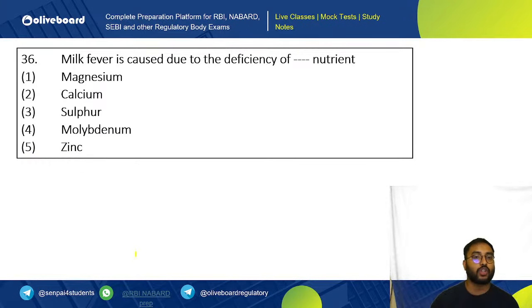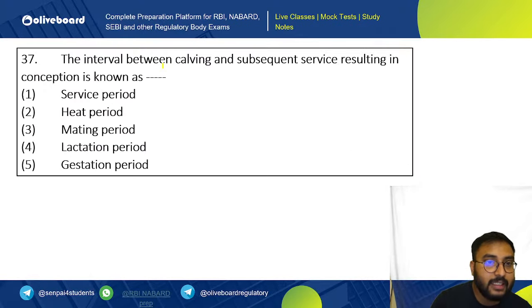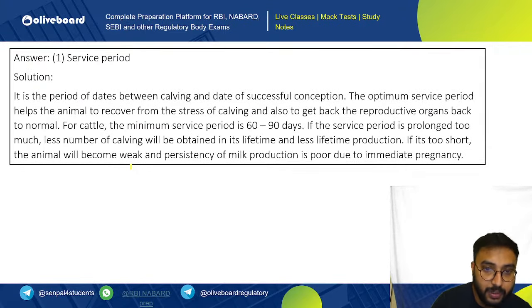Milk fever is caused due to deficiency of dash nutrient: magnesium, calcium, sulfur, molybdenum, zinc. The answer is calcium. The interval between calving and subsequent service resulting in conception is called as service period, heat period, mating period, lactation period, gestation period. The answer is one, that is service period. For cattle, service period is 60 to 90 days.